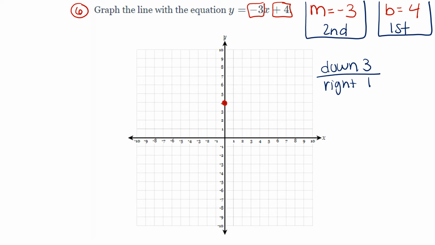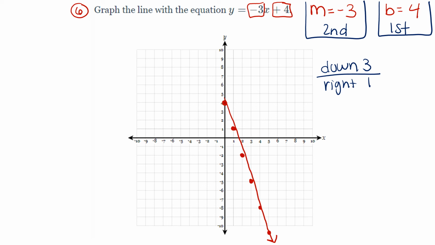So put your pencil at 4 where we're starting. We're going to go down 3 and right 1 for our new point. We're going to do that again. Go down 3 and right 1. Down 3, right 1. Continuing that pattern of down 3, right 1 until you reach the edge of the graph. That last point took me off the graph slightly. That's okay. You can just kind of estimate where that last point would go.